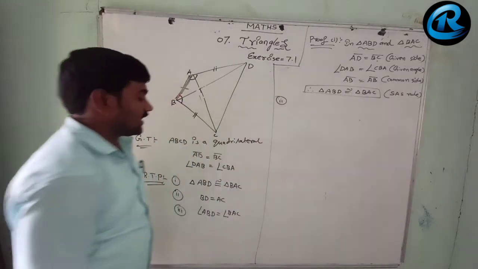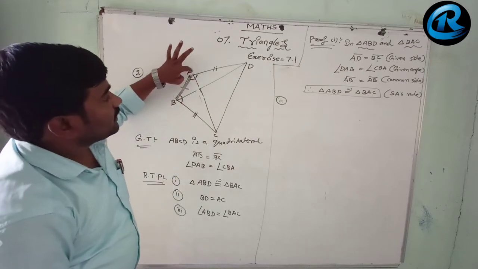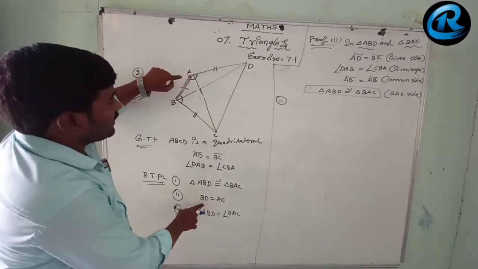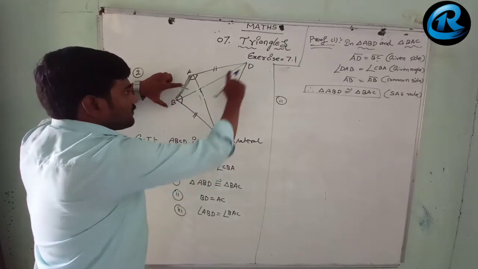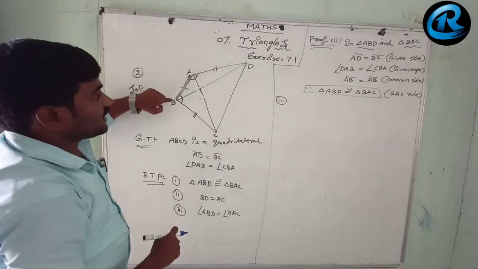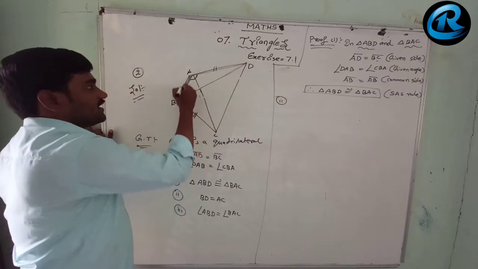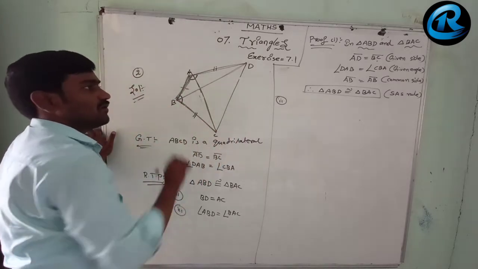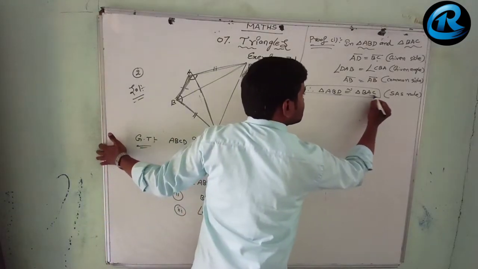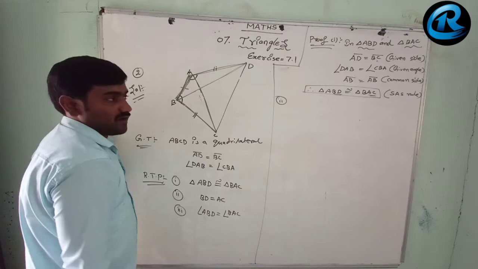Then what is the second condition? See, BD equals AC. Yes, we have to prove that. Now already triangle ABD and triangle BAC are congruent. What we have to show? BD. Where is the BD? Here this is the BD. And where is the AC? Here the AC. So already triangles ABD and BAC are congruent. Here this BD side and this AC side are the parts of these two congruent triangles.